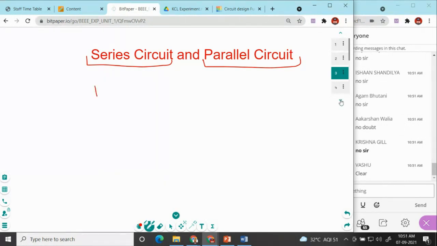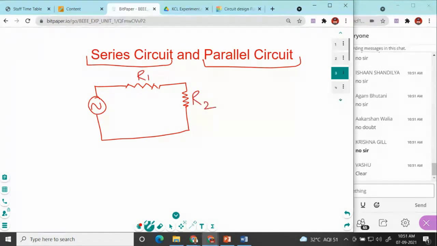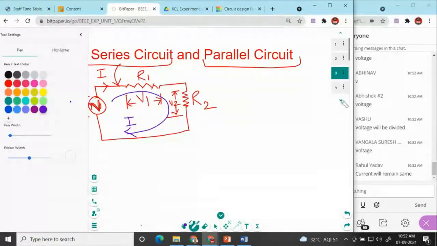Okay? There are some series circuits and there are some parallel circuits. So how can you create a series circuit? Let's suppose that we are providing some AC supply and here we are using some resistances in series and we will complete this circuit. Let's suppose that this is resistance R1, this is resistance R2. So current remains the same and voltage is going to be divided. So if you want to apply Kirchhoff's current law, which type of circuit do you want? Series or parallel?